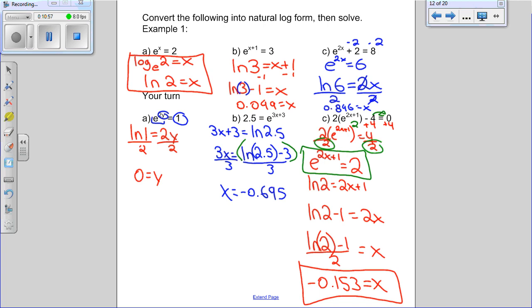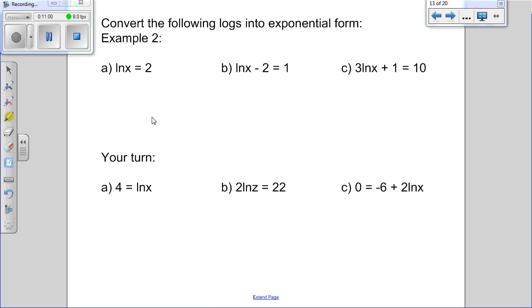Convert these logs into exponential form. So you're going to notice that these logs are natural logs. So converting them, you don't know what the base is unless you remember what a natural log is. So if I wanted to convert this, I need to know what the base is. And for a natural log, the base is e. So e to the power of 2 equals x. And I could actually calculate that. On my calculator, e to the power of 2 makes 7.389 equals x.